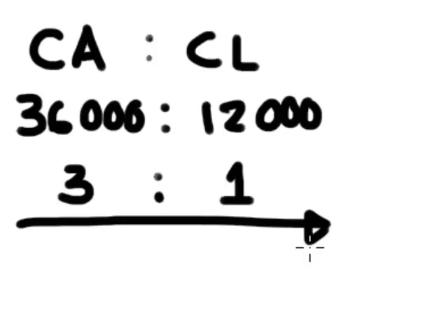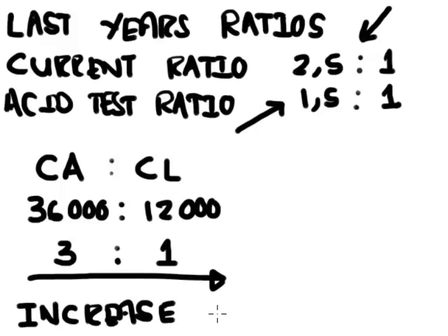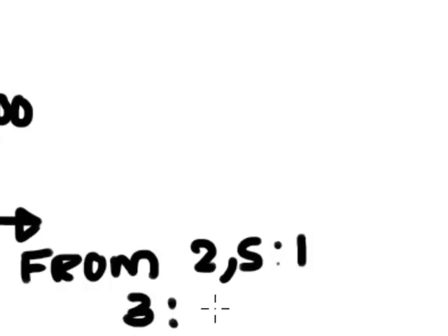Okay, now that is the calculation of the ratio. But that's not the end of it all. We now have to comment on this ratio. Firstly, we can see that from the previous year there was an increase in this particular ratio. Why do we say that? Because it increased from 2,5:1 to 3:1. So immediately we do a comparison with the previous year.